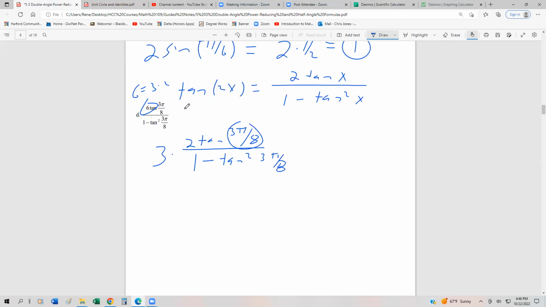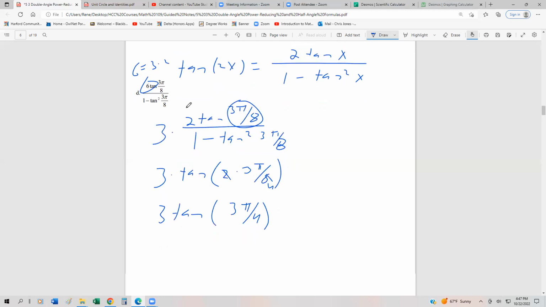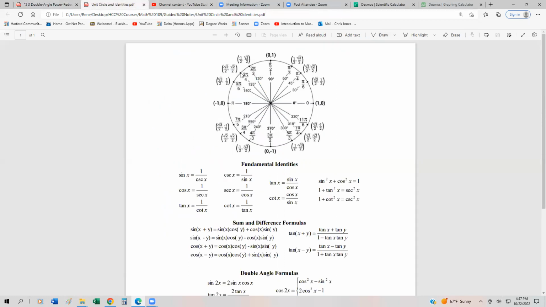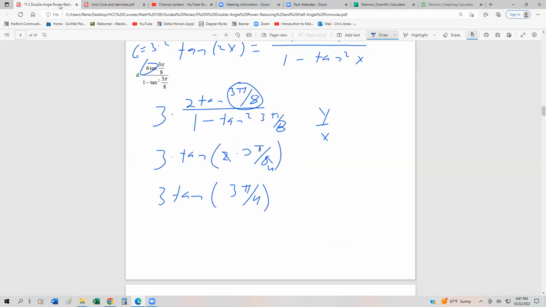And in this case, x is going to be 3 pi/8. So we get 3 times the tangent of 2 times 3 pi/8, or that's going to be 3 tangent of 3 pi/4, since we can simplify that out. And then the tangent of 3 pi/4, well, remember, tangent is y over x. And so if we go to the unit circle, at 3 pi/4, we get root 2 over 2 divided by negative root 2 over 2.